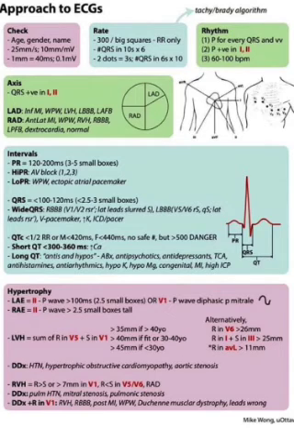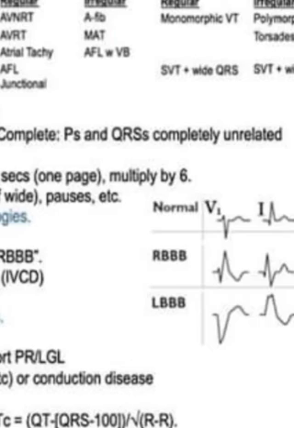Differential diagnosis of a positive R wave in V1 is RV hypertrophy, right bundle branch block, posterior MI, WPW, Duchenne muscular dystrophy, and wrong placement of leads.